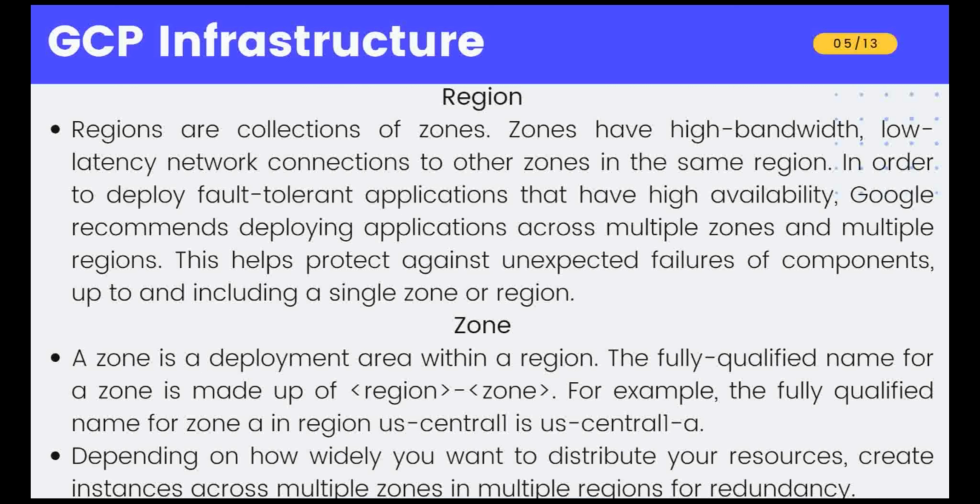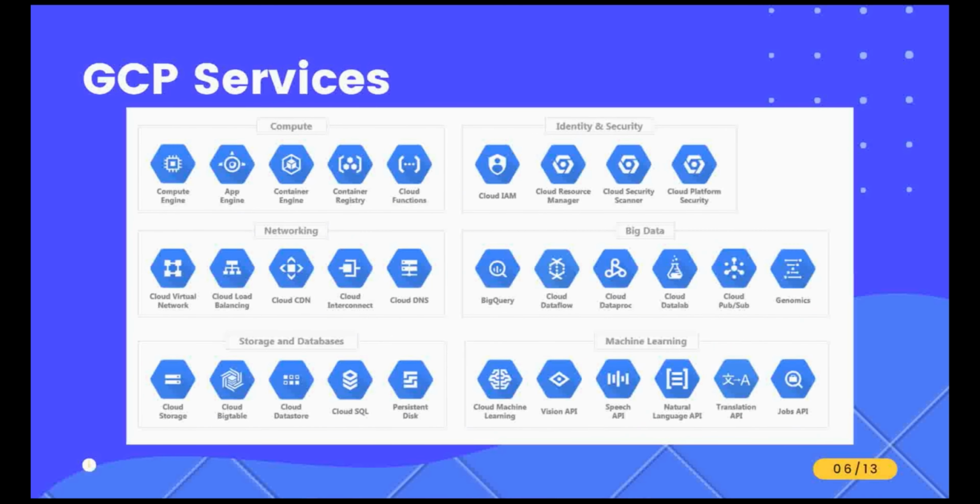Till now you learned about what GCP is and its infrastructure. Now let's move on to the important topic, that is GCP services. As I told you earlier, GCP provides all the services from data management to ML tools. So what are the services provided by GCP? They are compute services, networking services, storage and databases, identity and security, big data and machine learning. Let's learn each of these services provided by GCP.